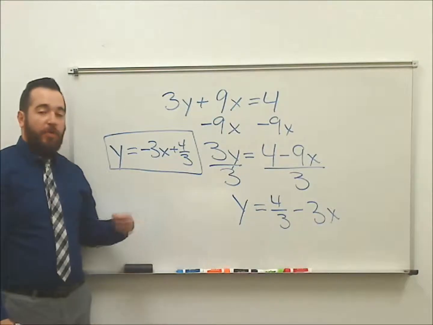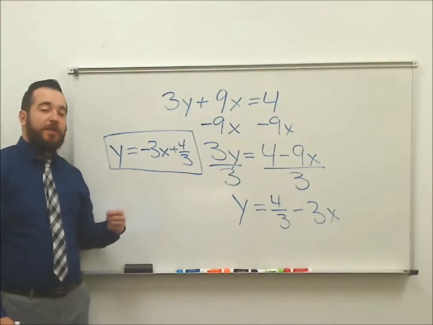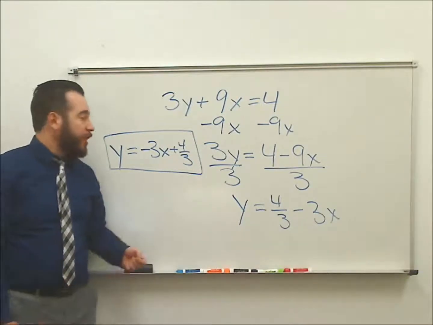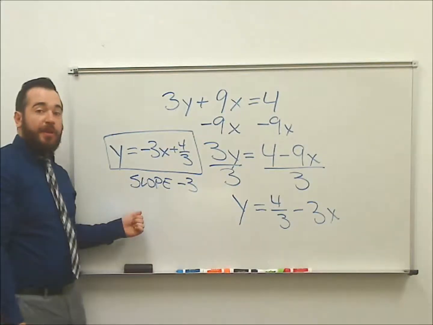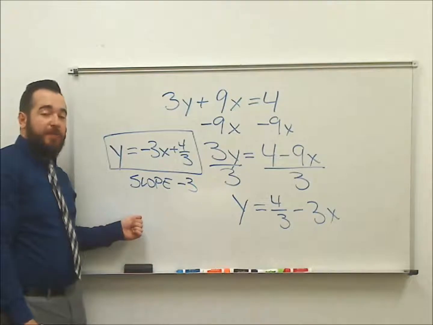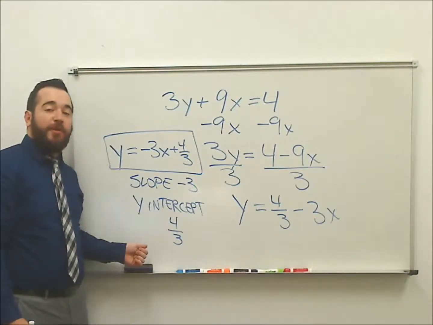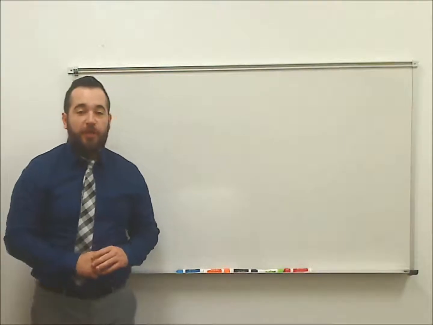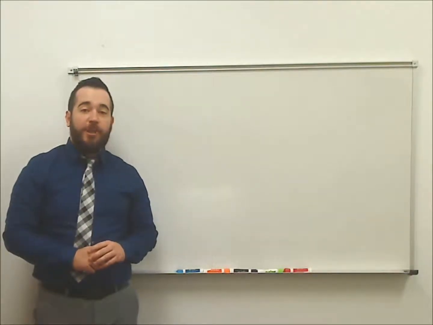And remember, always, the number in front of the x is the slope, and just the plain old number is the y-intercept. So this one has a slope of -3 and a y-intercept of 4/3. Alright, let's take all the information we've learned so far and graph a linear equation in the next video.